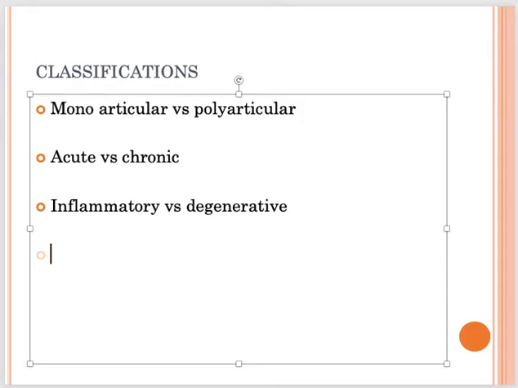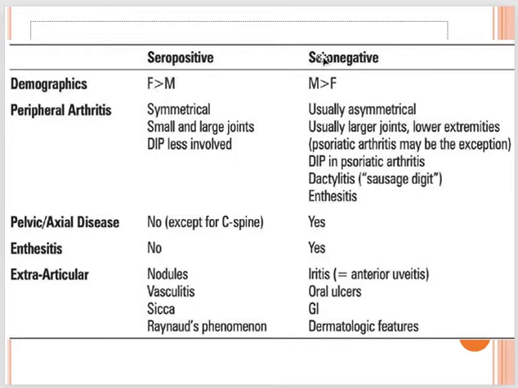Now, what is the difference between seropositive and seronegative? I told you already, seropositive is more common in females, seronegative is more common in males. Seropositive gives peripheral arthritis, and usually symmetrical involvement is there. For example, a female with rheumatoid arthritis will present with pain in both hands or both feet. Seronegatives are usually asymmetrical. Peripheral arthritis, we are talking about peripheral arthritis, not axial. Axial means the vertebral column and around that, right? Seropositive affects small and large joints, whereas seronegative mostly involves the larger joints.